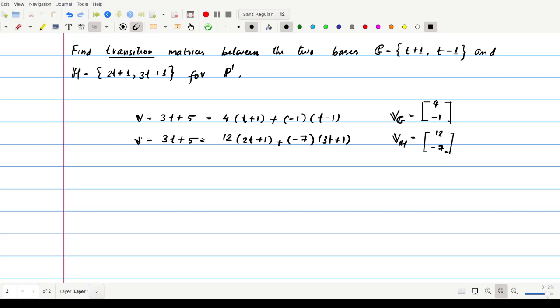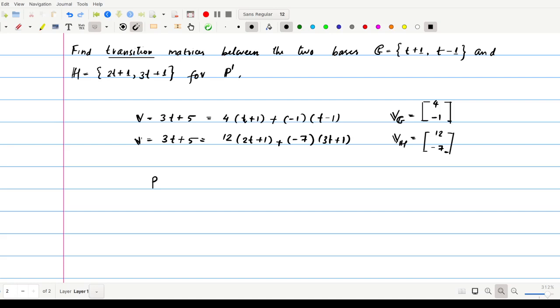In order to get the transition matrix, in order to get the matrix P, we write this as P corresponding to GH. To get this matrix, first of all we write the matrix HG, then we will find GH. So it is easy to first find one of these matrices and then you take the inverse of that, then you will get the other matrix.